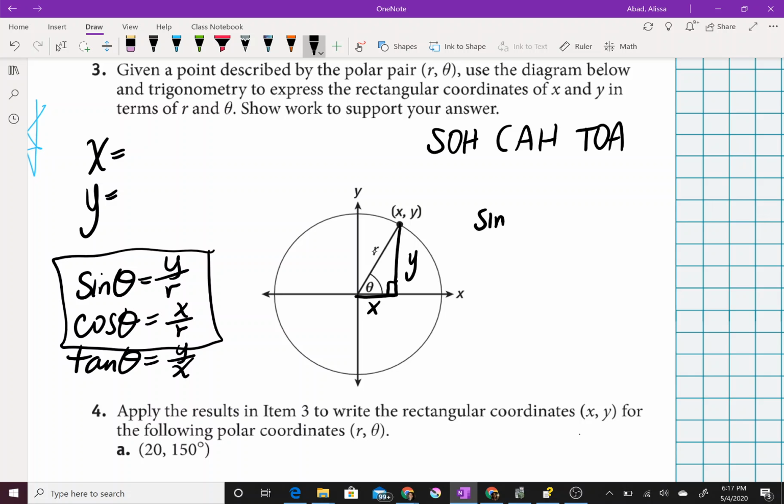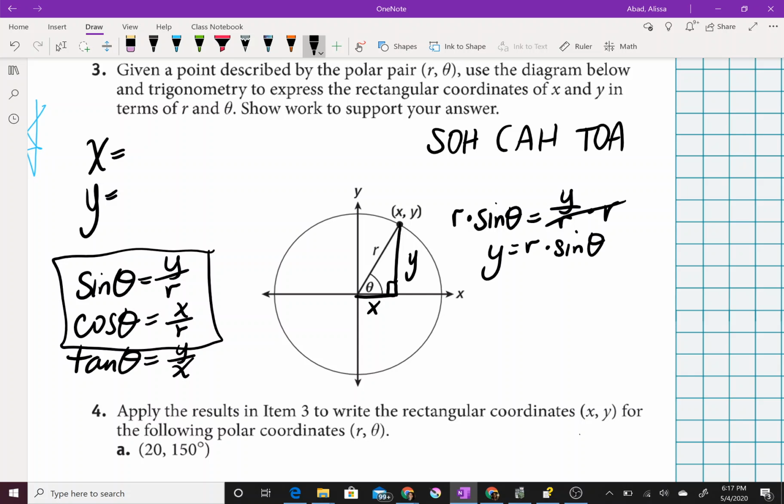So let's take these and rewrite them in relation to x and y. I have sine of theta equals y over r. Let's get y by itself. That means I'm going to multiply r on both sides, so that I can get rid of the denominator, and that gets y by itself. So I have y equals r times sine of theta.